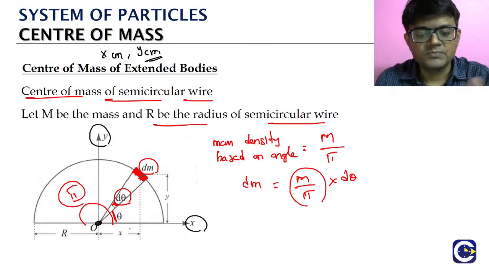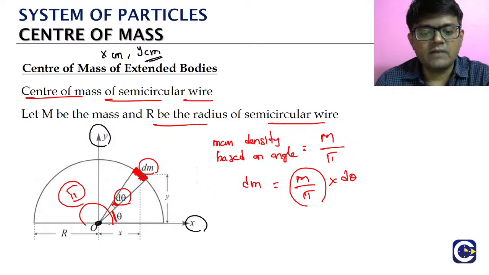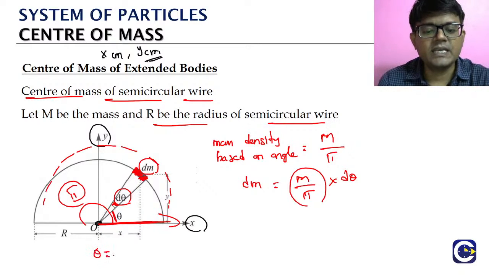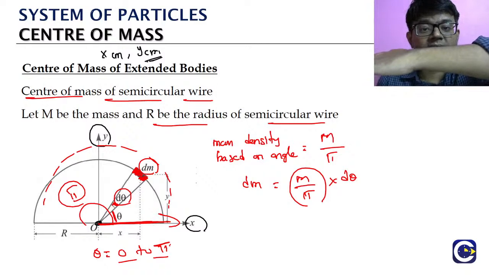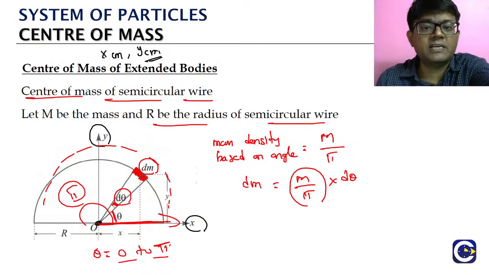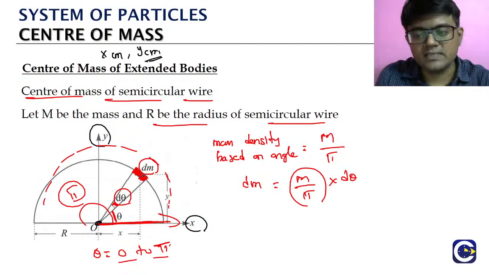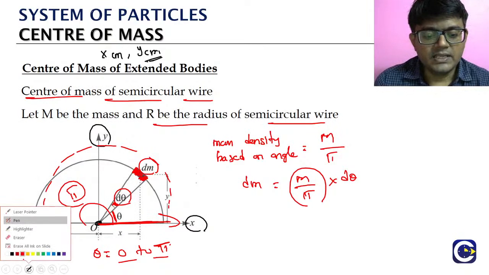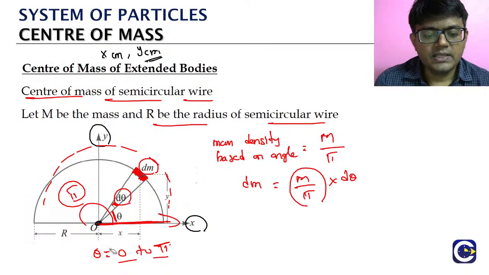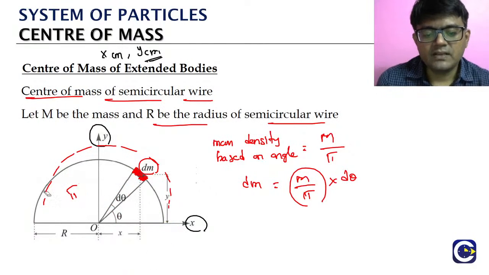Now, if we want to integrate, we start from here and have to cover the entire semicircular wire, which means theta will go from 0 to pi. If we integrate like that, we will be able to cover the entire semicircular wire. Theta equal to 0 is exactly towards the positive x axis, and as you keep changing theta from there, you cover the entire semicircular wire. Okay? So we are converting the variable from mass terms into angle terms.